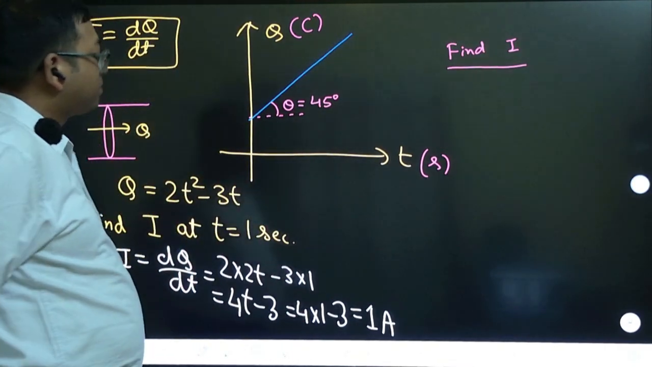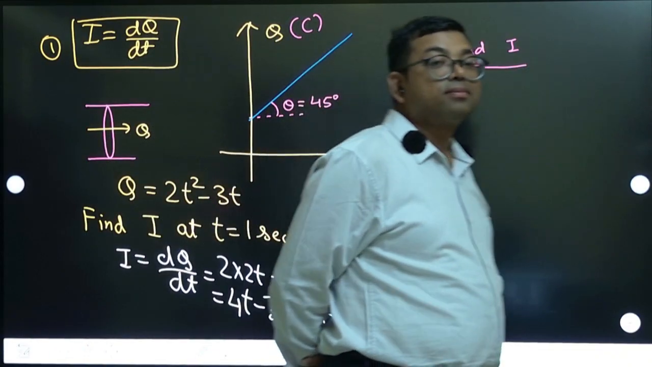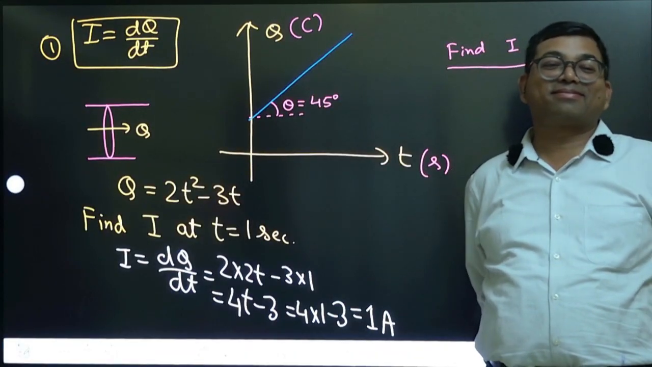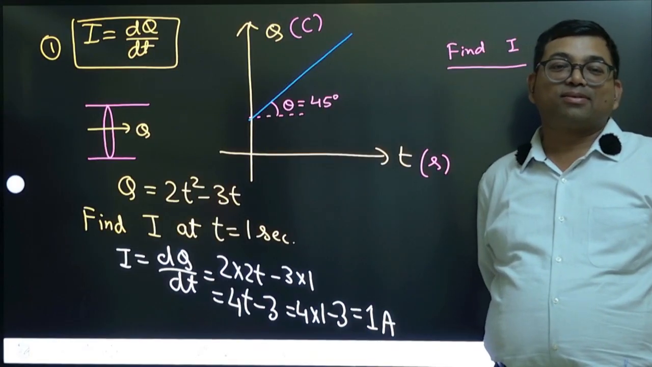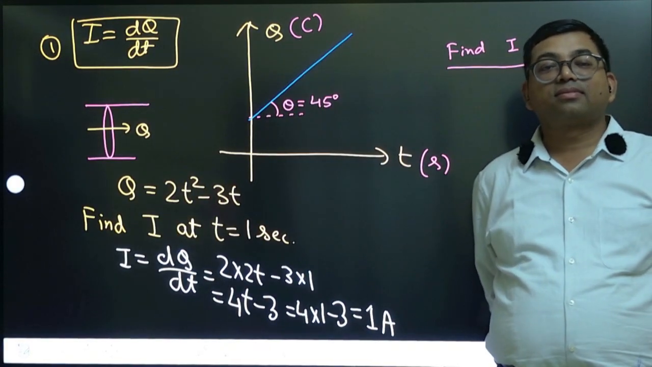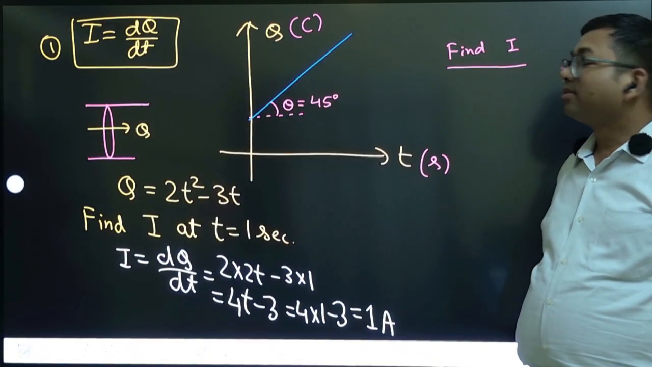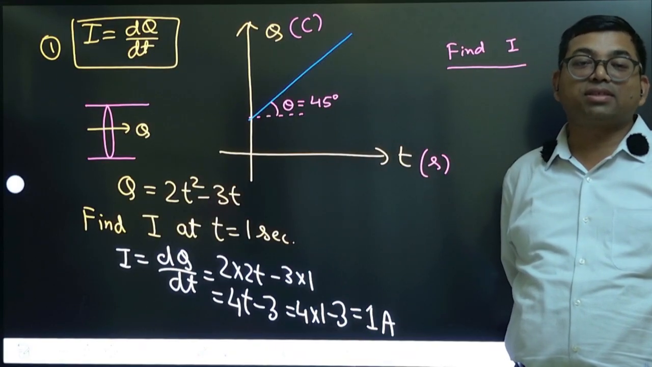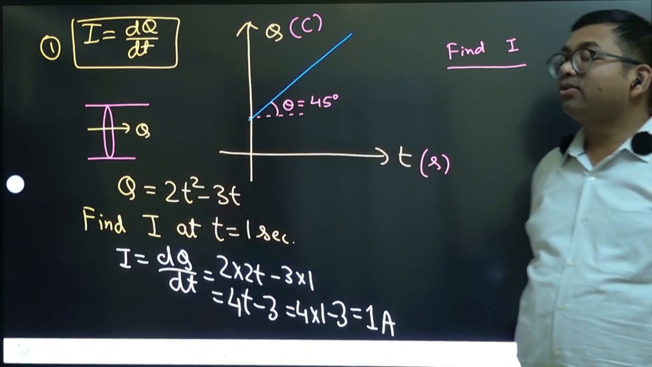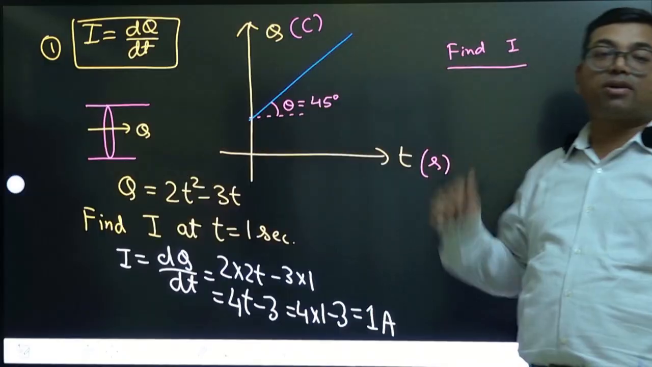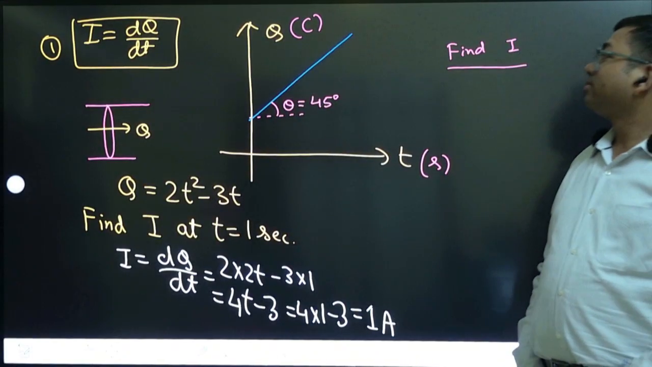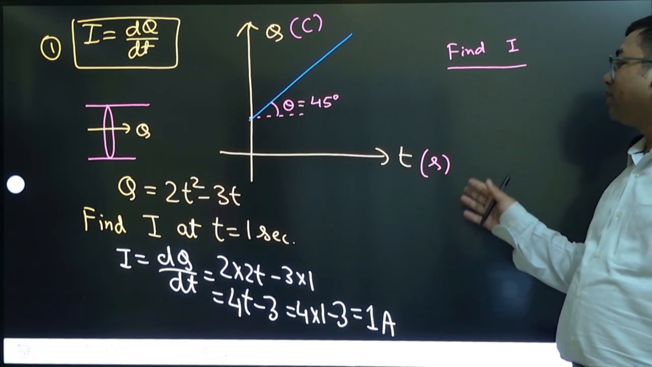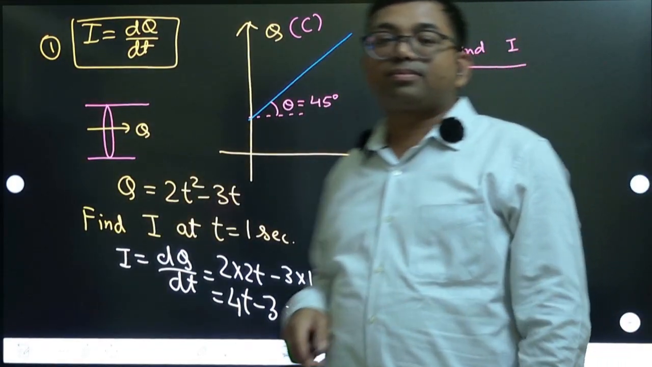Why area? Tell me why area? What is current? No, dq by dt. Q by t is like average; dq by dt is instantaneous. So tell me, dq by dt means what in a graph? Qt graph is there. What does dq by dt mean?